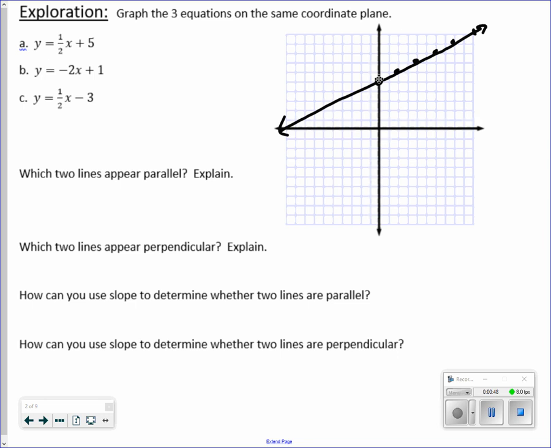The next one looks like it crossed the y-axis at positive 1 with a slope of negative 2. So down 2 to the right 1, down 2 to the right 1. And again, we're going to make that line as straight as we can. And then the last one, I'll see if I can try to get a different color in here. It crosses the y-axis at negative 3 with a slope of positive 1/2 again, up 1 over 2.